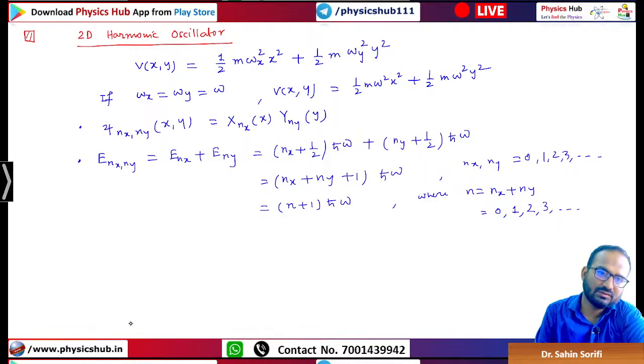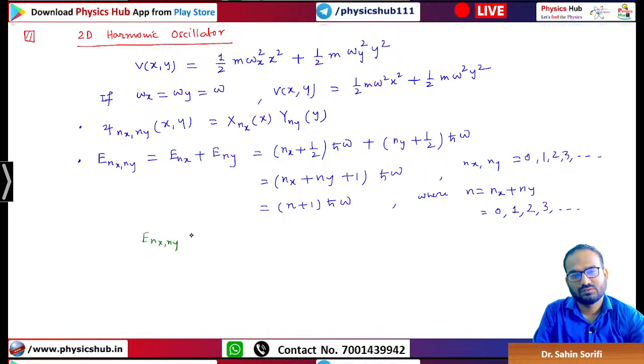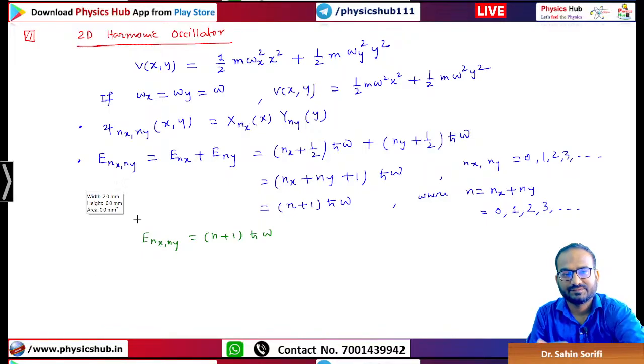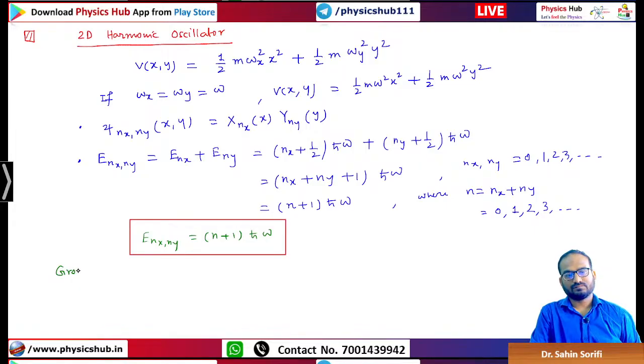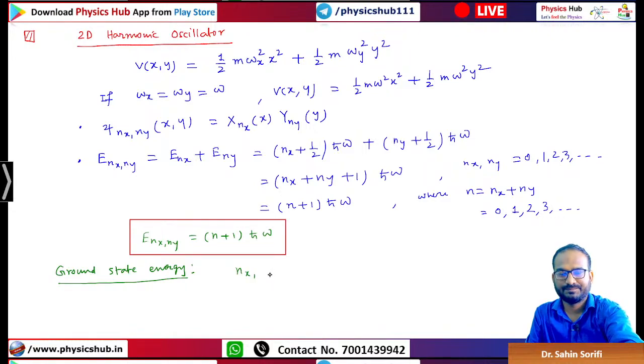Now let us try to understand degeneracy. The energy of the two-dimensional harmonic oscillator is given by n plus 1 h cut omega. So for this, what is the ground state? If I am talking about the ground state energy, what will be its value? For the ground state, we have to take nx equal to 0.